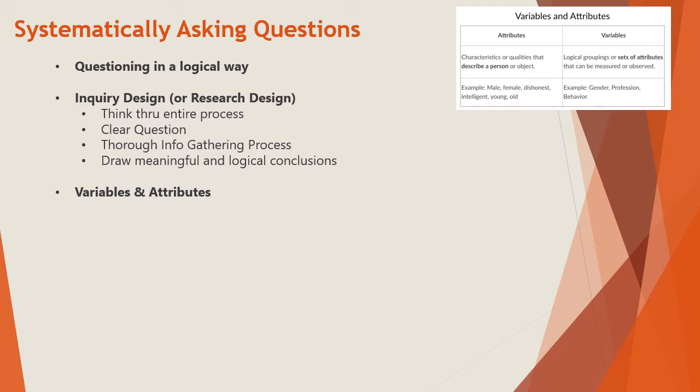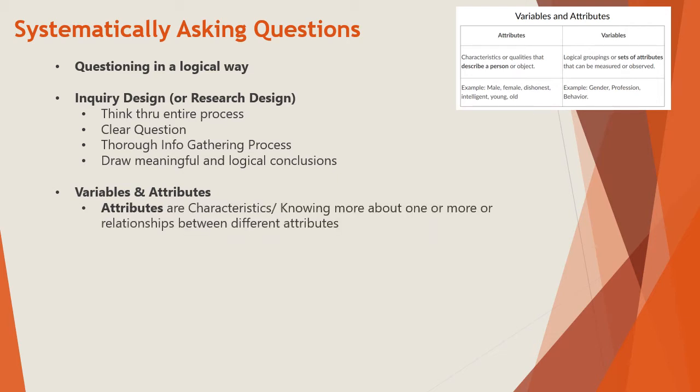Okay? In this, we talk about variables and attributes. Attributes are characteristics, and we might want to know more about one characteristic or attribute or the relationships between deeper ones. And then variables are broader categories of attributes. And you can see a table there that's in the reading as well up to the right.